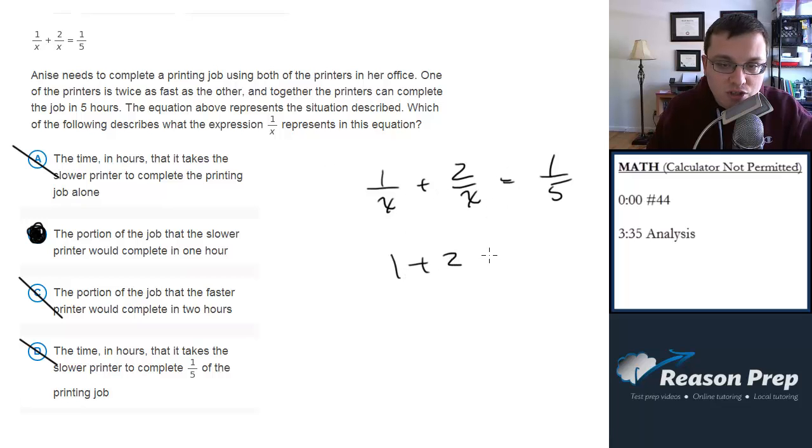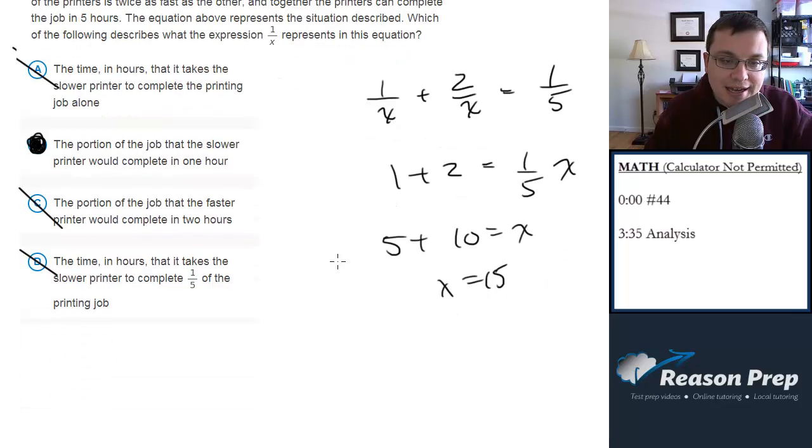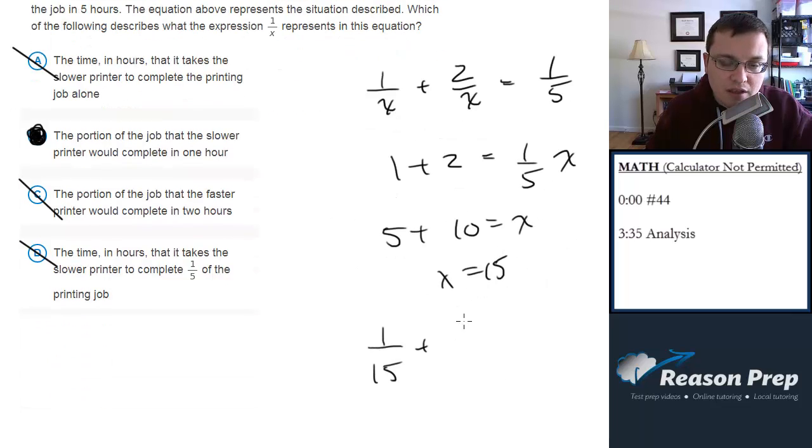So we get 1 plus 2 equals 1/5 x. Let's multiply everything then by 5. So we get 5 plus 10 equals x. So x is 15. So what is this actually saying? It's saying 1 over 15th plus 2 over 15th equals 1/5.